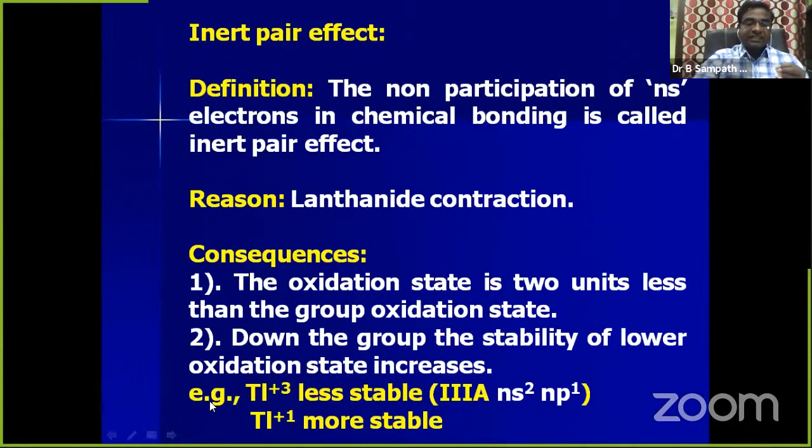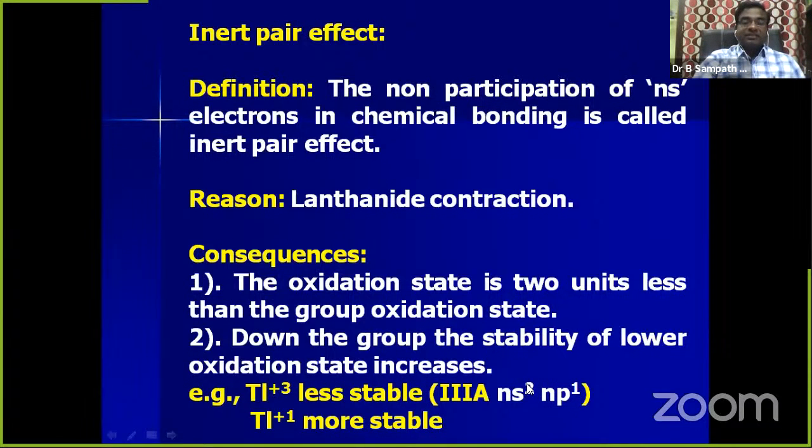If we see an example, for example, thallium. Thallium is actually a group 3A element. What are the group 3A elements? Boron, aluminum, gallium, indium, thallium. And thallium belongs to 3A. That's why this element can easily lose 3 electrons. The general electronic configuration is ns2 np1, meaning 3 valence electrons are there.